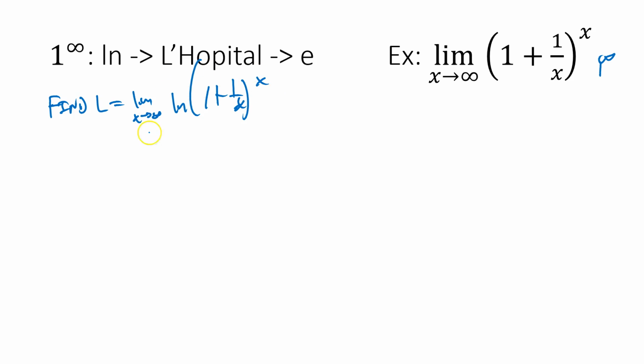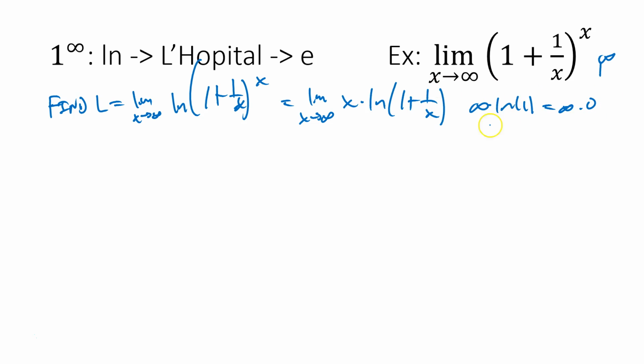We're going to move the x to the front. So we have the limit as x approaches infinity of x times ln of (1 plus 1 over x). That's just a log property. Now let's see what we have. We have infinity times natural log of 1, which is infinity times 0. Hey, that's one of our indeterminate forms.